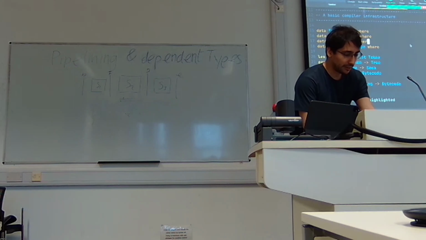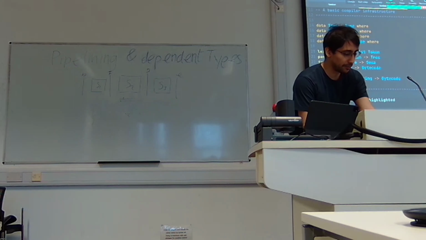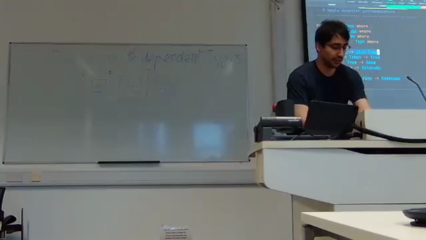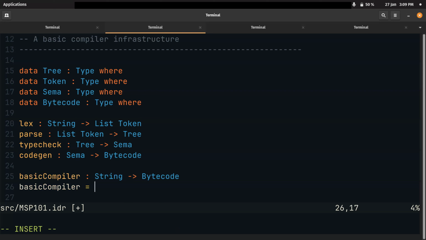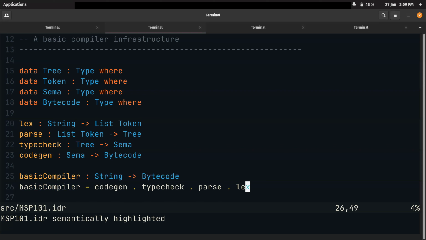We have here a basic layout for a compiler. At first we have a stage called lexing, so that would be the leftmost stage. Then we parse a list of tokens into a tree. Then we do some type checking that gives you some semantic information. And then from the semantic information, you get some code. You can write this program as saying this is codegen after type check, after parse, after lex. And that works.